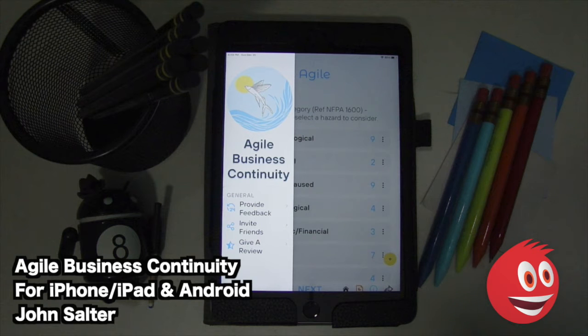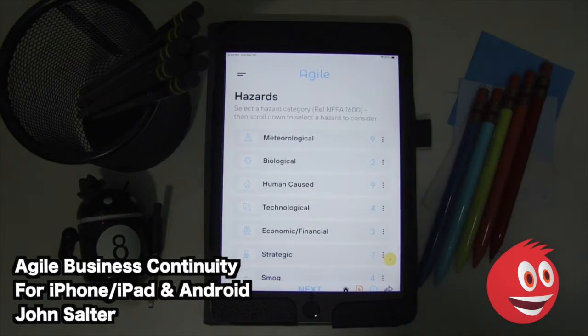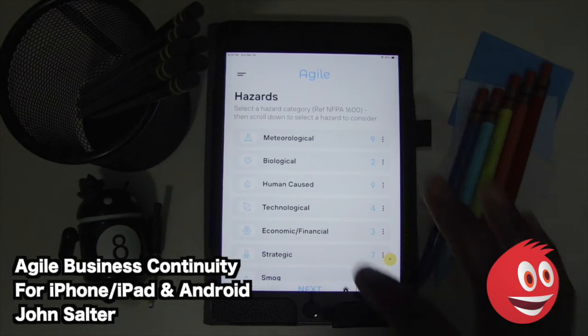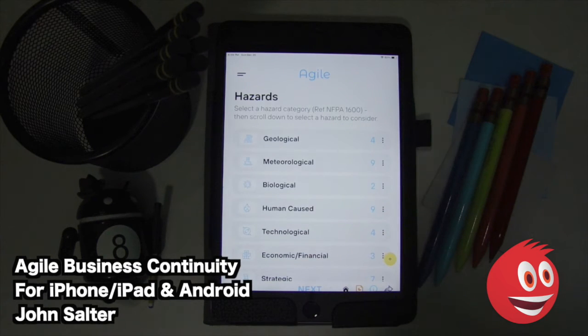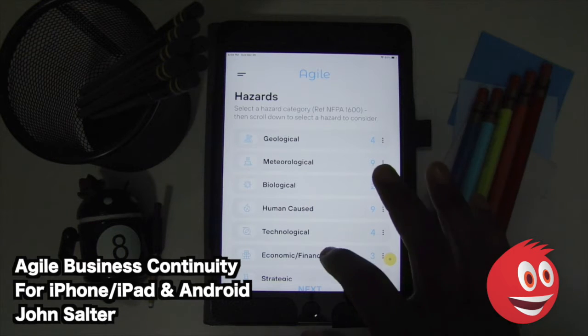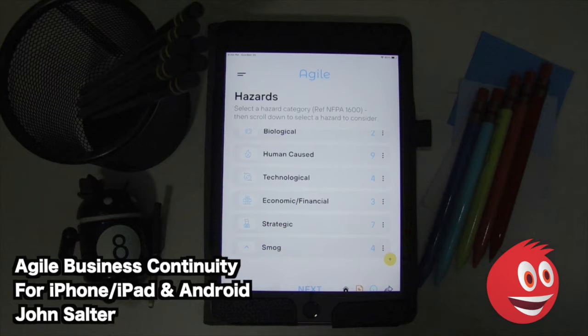You can see the title card here. It says Agile Business Continuity. We're going to take a look at the main screen. You have these different hazards. Many of these are stock. They are included with the app. You have geological, meteorological, biological, human-caused, technological, economic, financial, strategic, and you can see we added the word smog there.